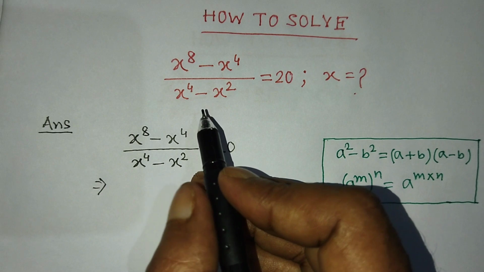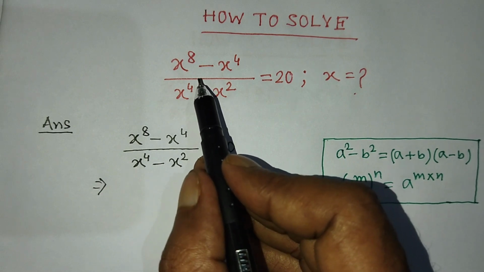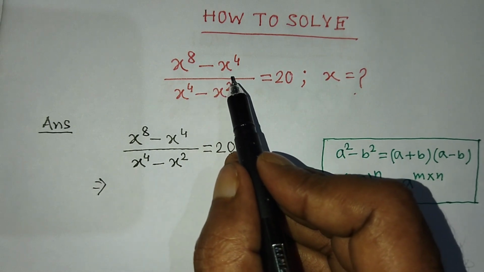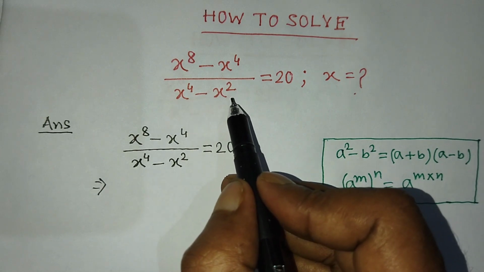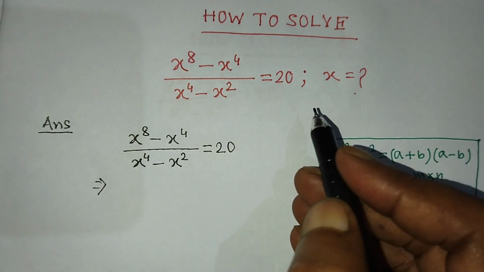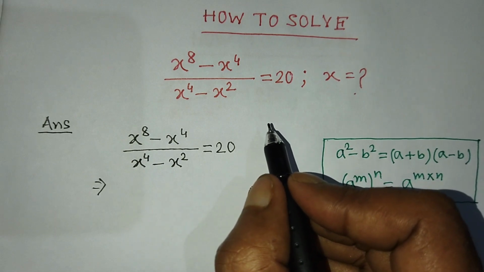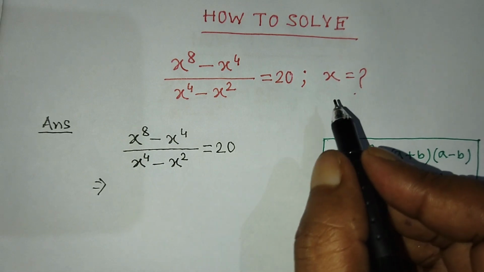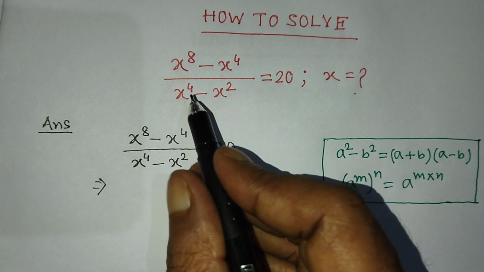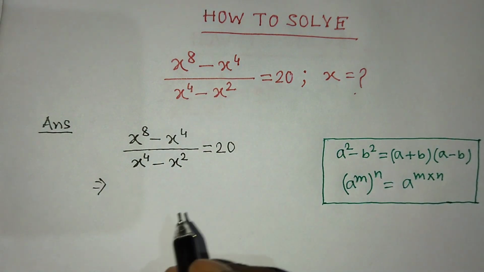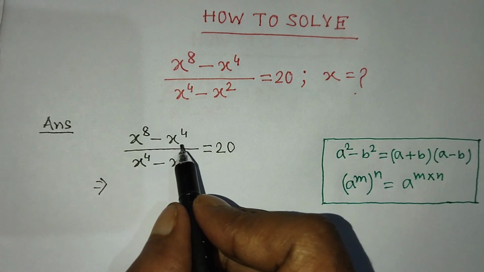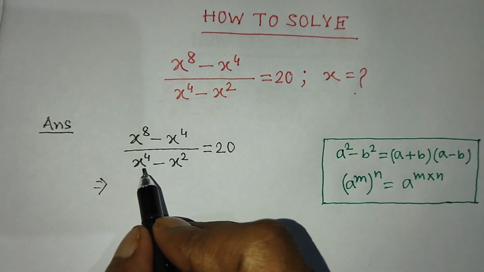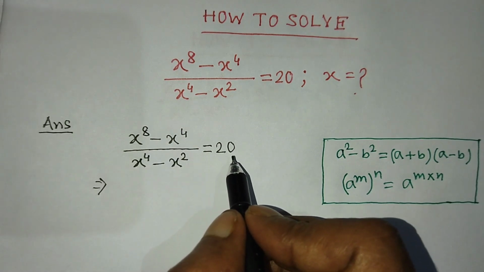So my dear student, today our question is (x^8 - x^4)/(x^4 - x^2) = 20. So student, in this video I will tell you how to find the value of x from this algebraic equation. So student, our given equation is (x^8 - x^4)/(x^4 - x^2) = 20.